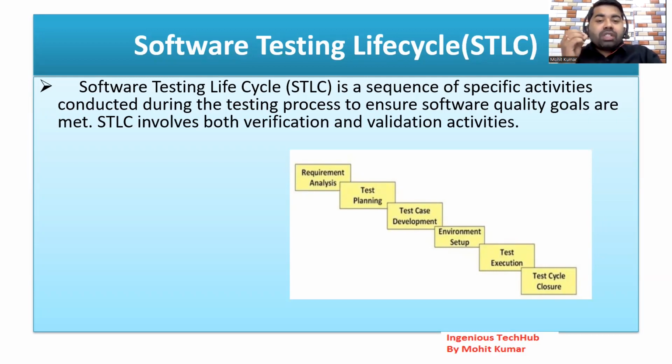Someone will ask, what is software testing life cycle? Software testing life cycle is a sequence of specific activities conducted during the testing process to ensure the software quality goals are met. Software testing life cycle involves both verification and validation activity. In my last session, we already discussed what is verification and validation activity. So here the first phase we have is requirement analysis.